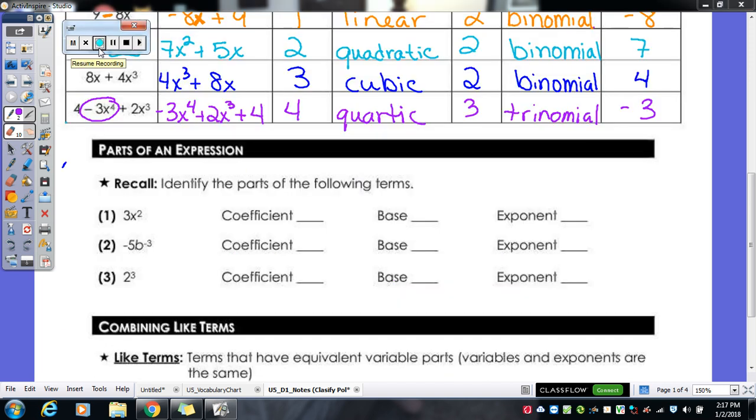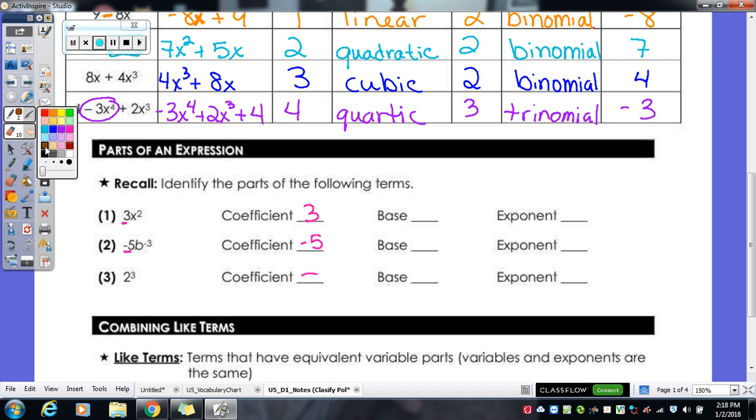So let's look down here to where we're identifying the different parts of the expression. You guys have done this before. Coefficient is our number out in front. So in our first example, our coefficient would be the 3. What would our coefficient be in number 2? Negative 5. What would our coefficient be in number 3? No, not 2. I tricked you. There's no coefficient.